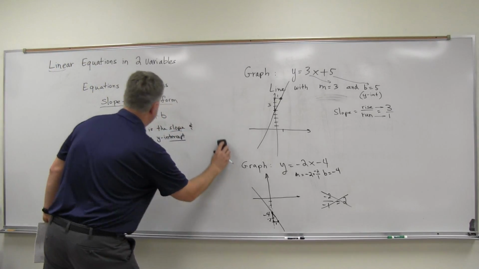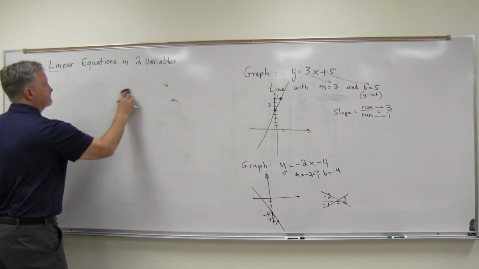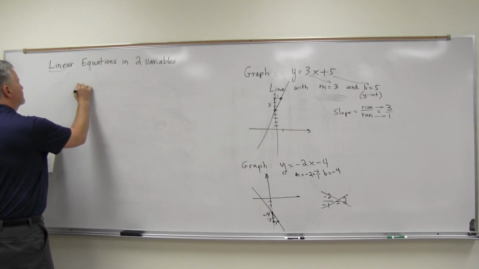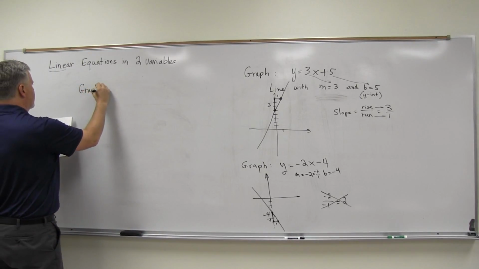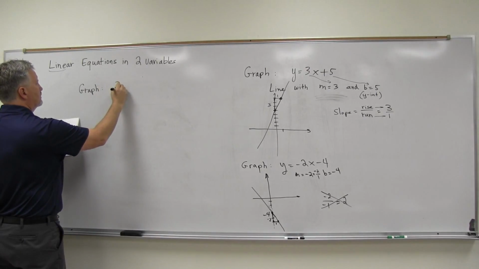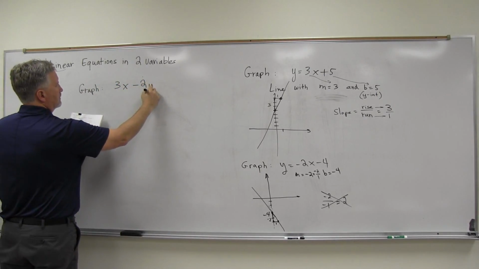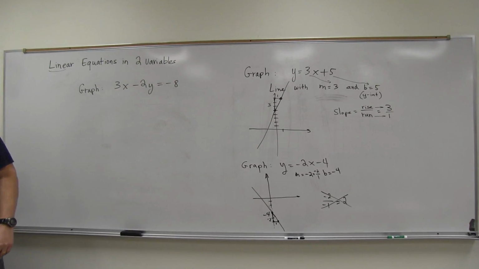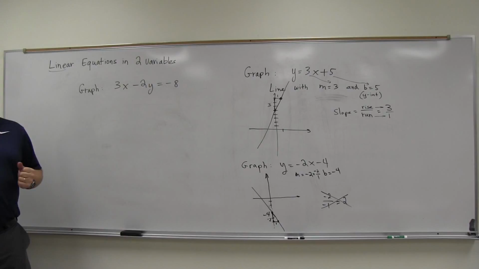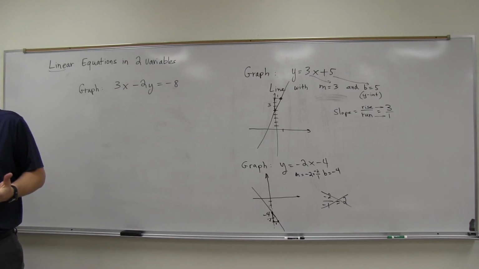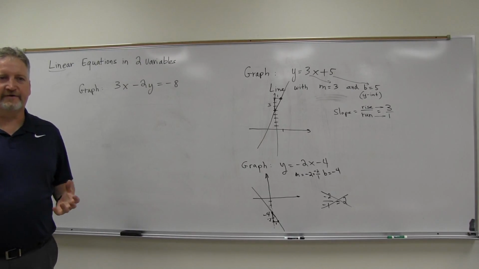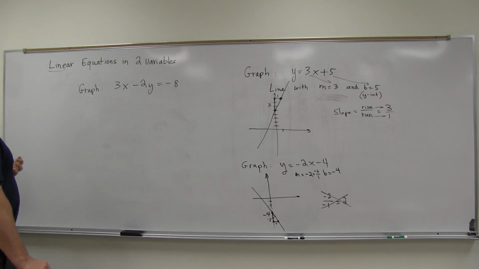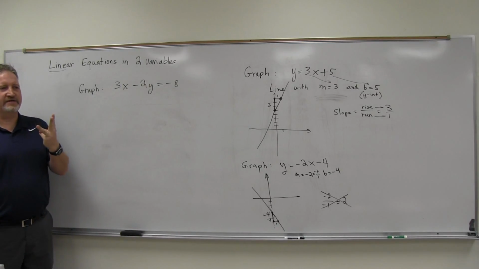All right. Let's talk about this one. Three x minus 2y equals negative 8. The goal is to graph this, and unless it specifies otherwise, we have our option. I don't care which way you do it. But let me talk about 3 ways here.